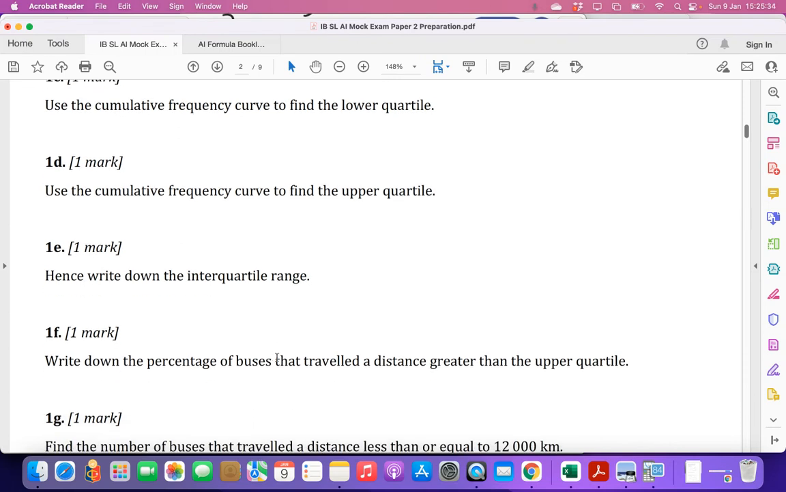F: write down the percentage of buses that travel a distance greater than the upper quartile. Well, it's just a percentage, so by definition, it's 25%.